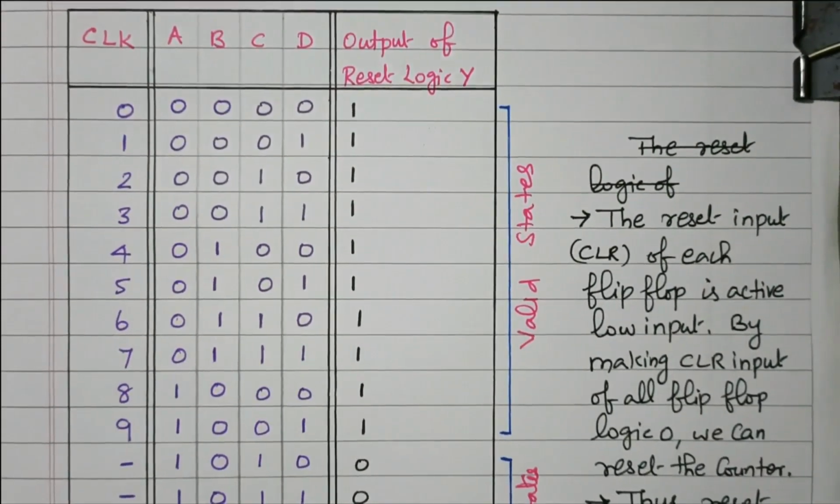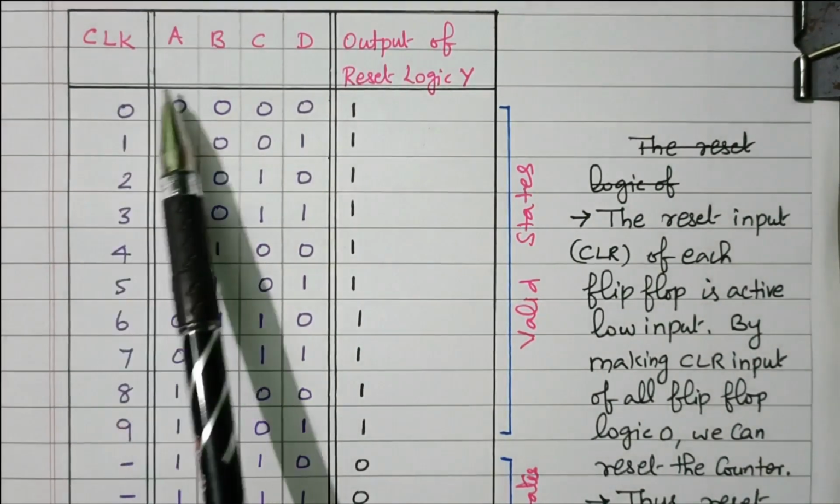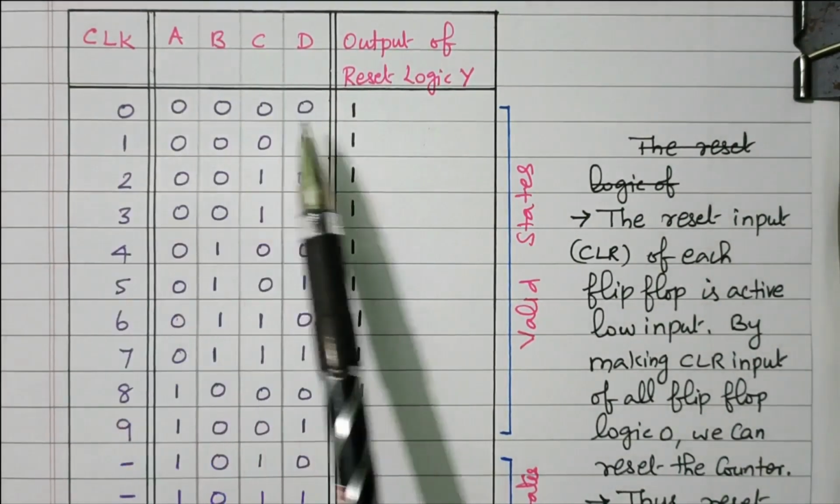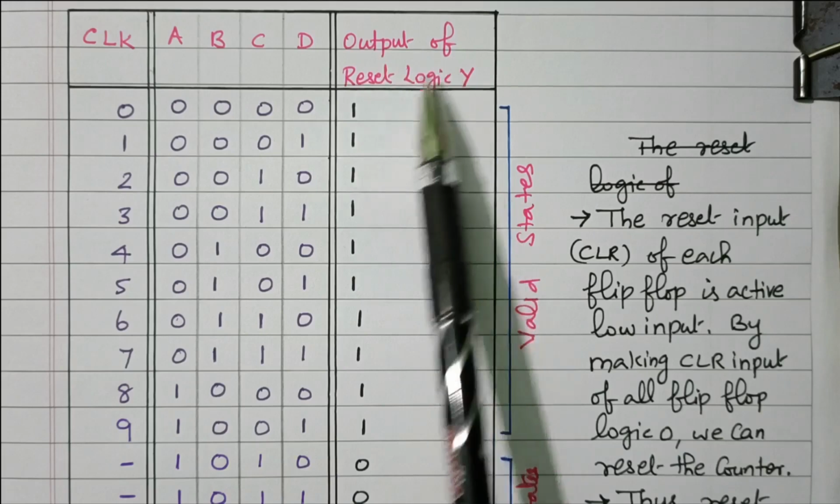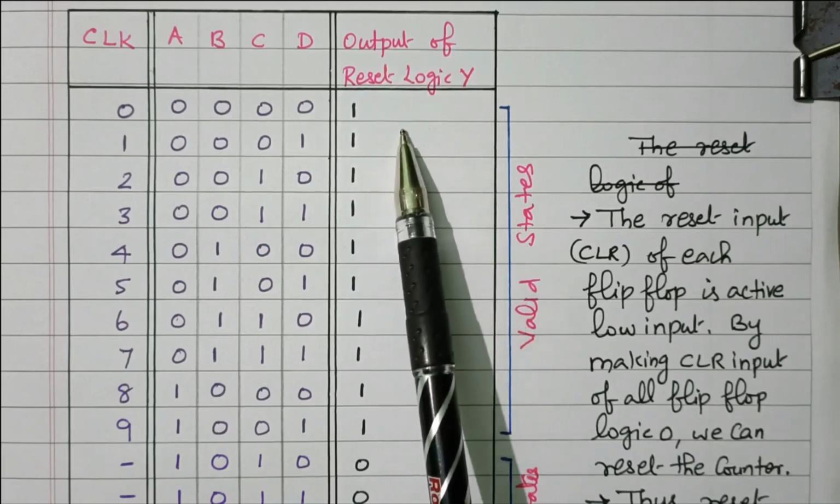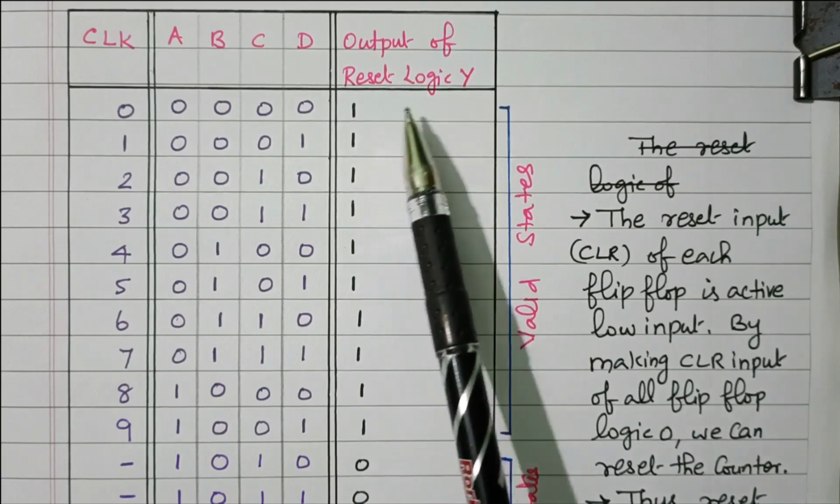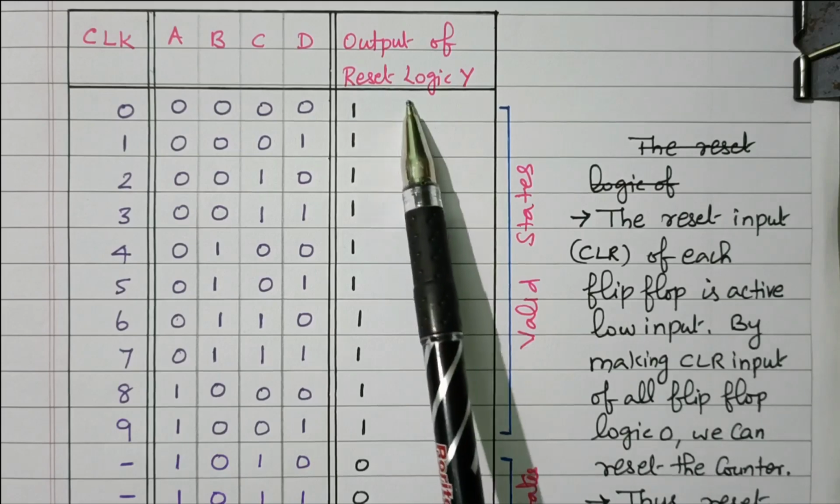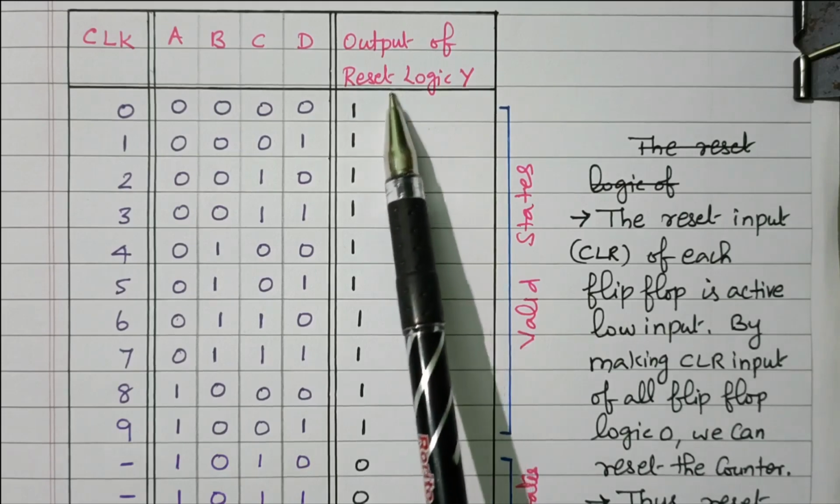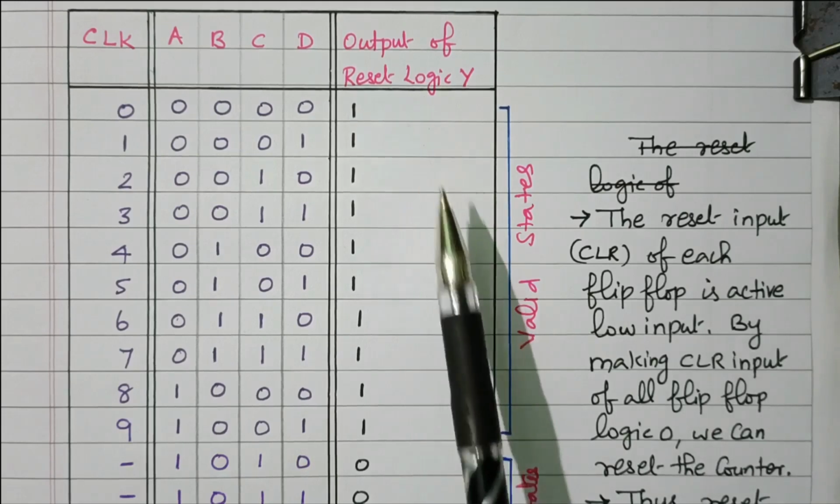So this is the truth table. Clock pulse, A, B, C, D, 4 digits. We need to find the output of the reset logic, because from 0 to 9 we need the output, and from 10 to 15 we don't want the output. So we need to reset the flip-flops, so we need to identify the reset logic Y.